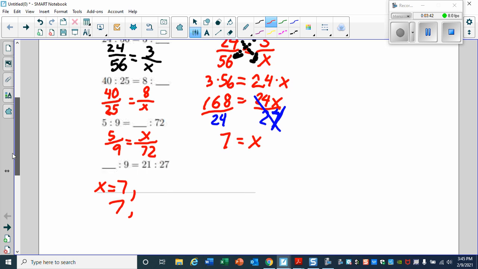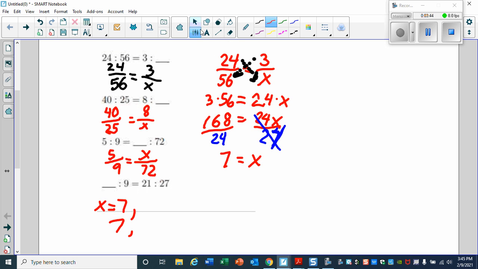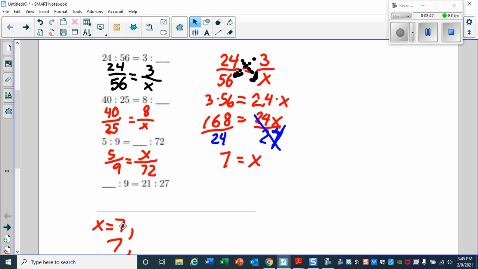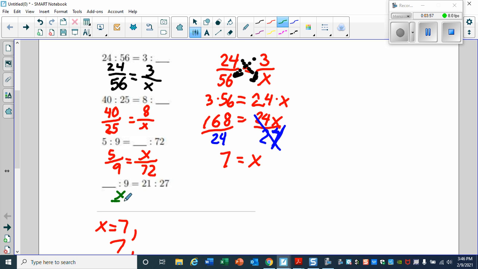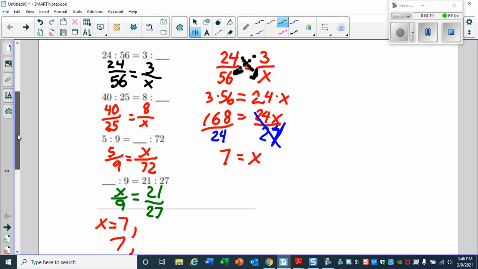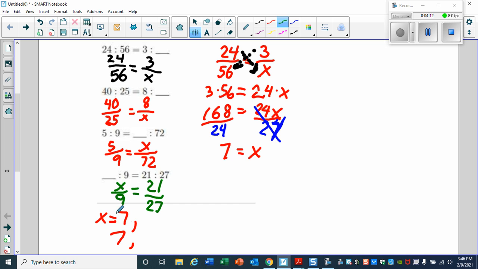And then for the last one, for this last problem, the blank is first, so use the x as the blank over 9 equals 21 over 27. So now for your answers for this first problem, you're going to list it as x equals 7 or 7, x equals whichever number, and so on.